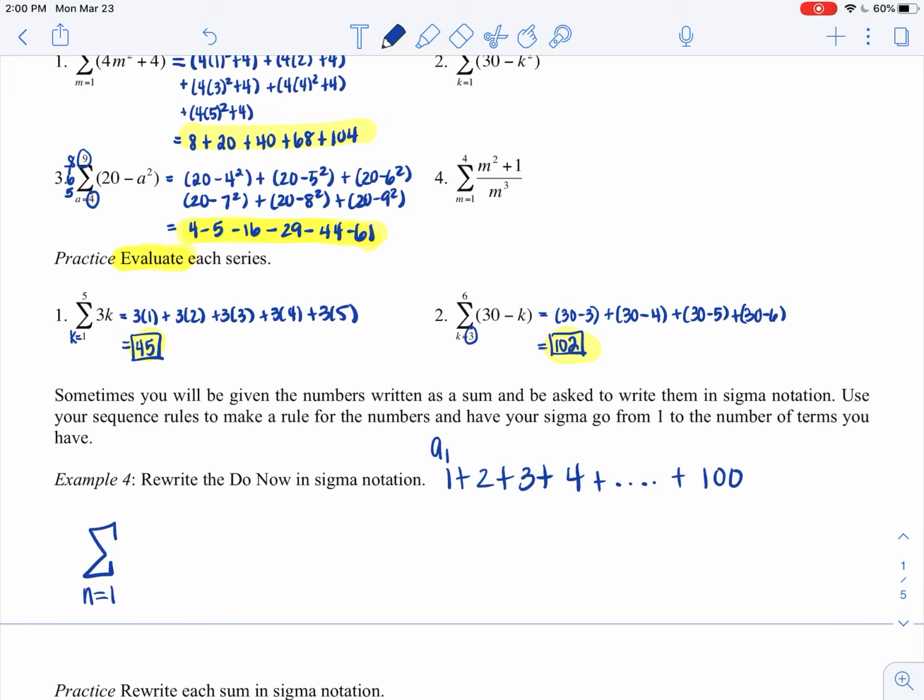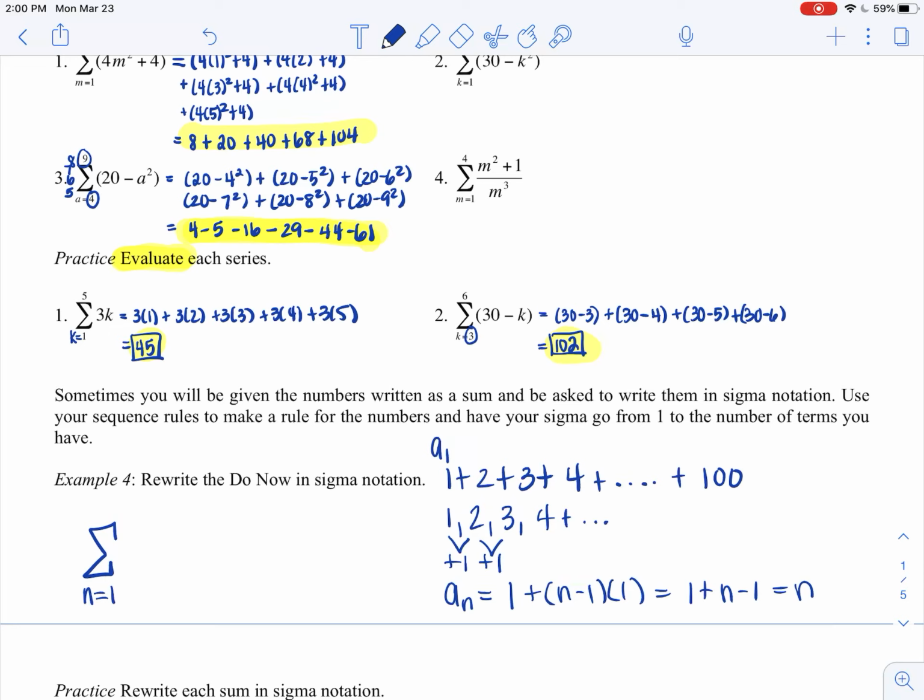Well, I would say always start by putting n equals 1 on the bottom of your sigma when you have to write it using your arithmetic or geometric rules. Look at the pattern of numbers you have: 1, 2, 3, 4, etc. This is an arithmetic pattern because you're constantly adding by 1, so that's your common difference. If you needed your nth term rule, that would be your first term, which is 1, plus n minus 1 times your common difference, which is 1.